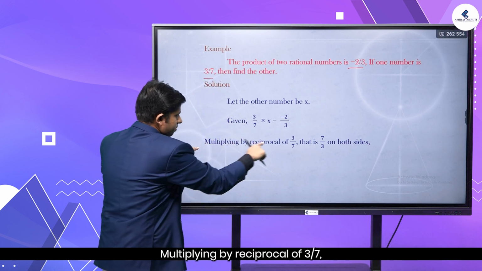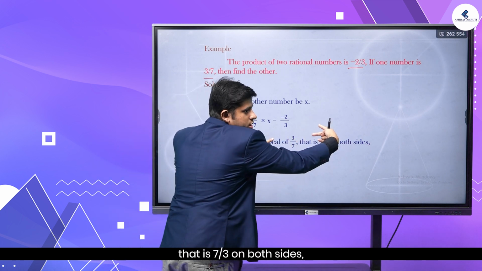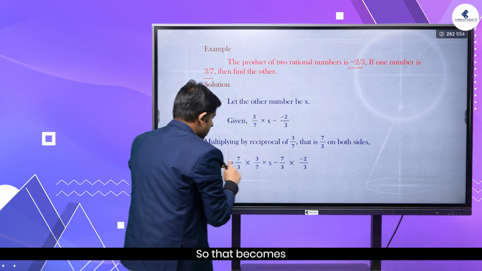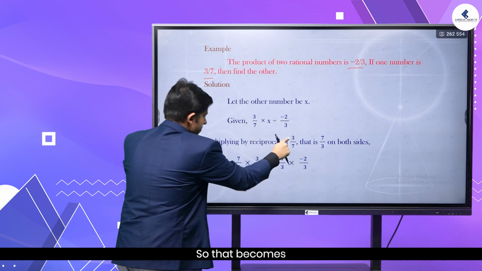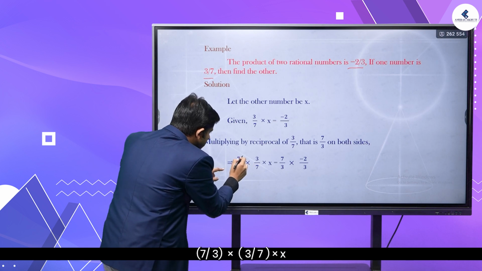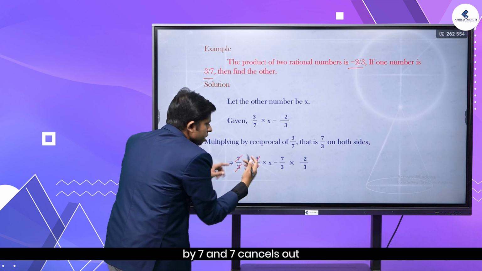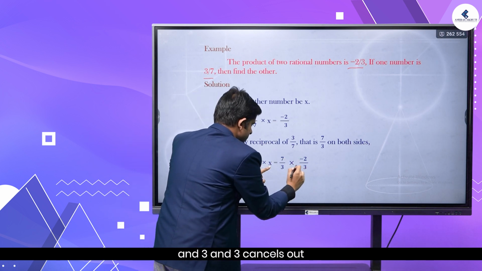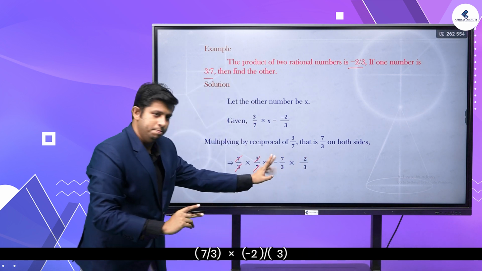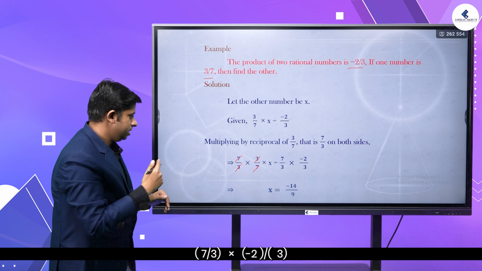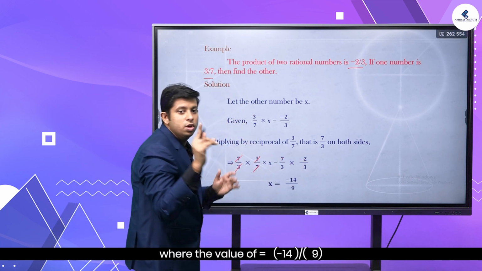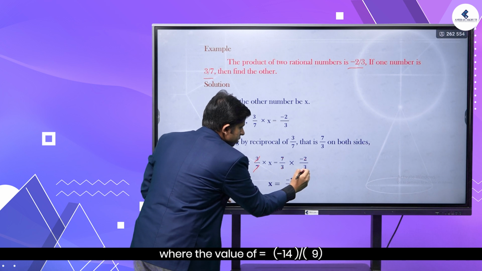Now multiplying by reciprocal of 3 by 7, that is 7 by 3, on both the sides. So that becomes 7 by 3 into 3 by 7 into x, where 7 and 7 cancel out and 3 and 3 cancel out and we are left with only x. And then we are equating it to 7 by 3 into minus 2 by 3, where the value of x is minus 14 by 9.